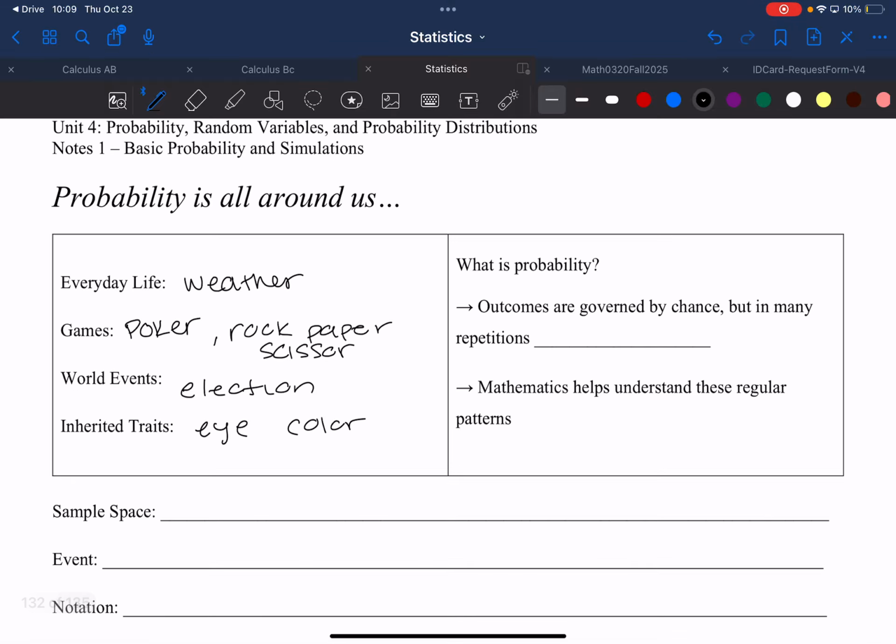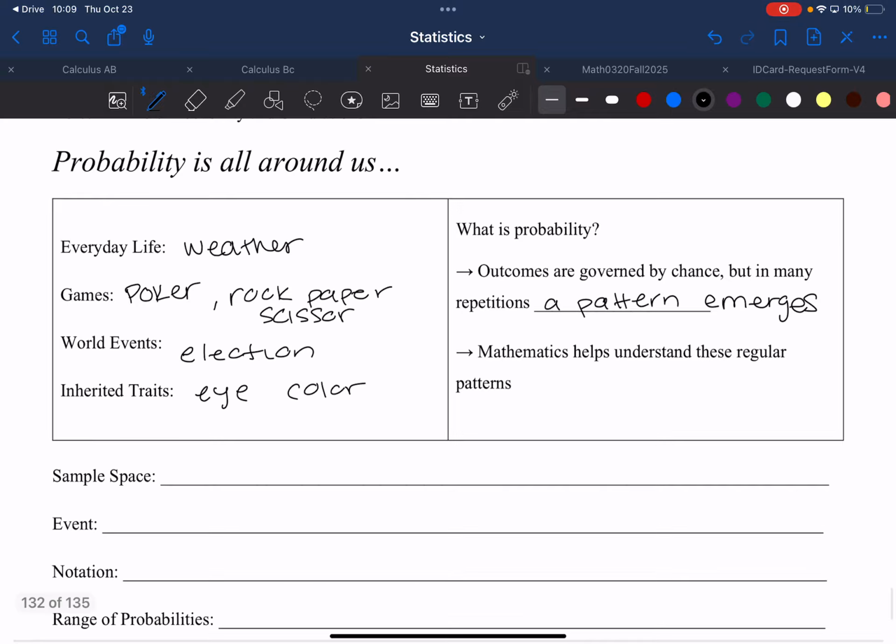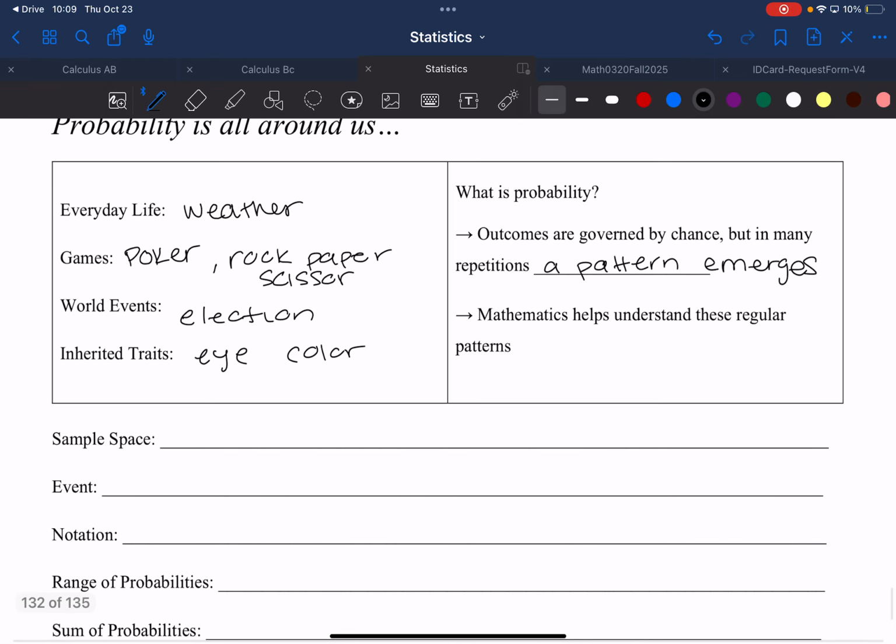Okay. Then it says, what is probability? So it says outcomes are governed by chance, but in many repetitions, a pattern emerges. Guys are scaring me how many of you are writing this down. Didn't do anything yesterday? You just relaxed? Okay. Mathematics help understand these regular patterns. So first part is definition.